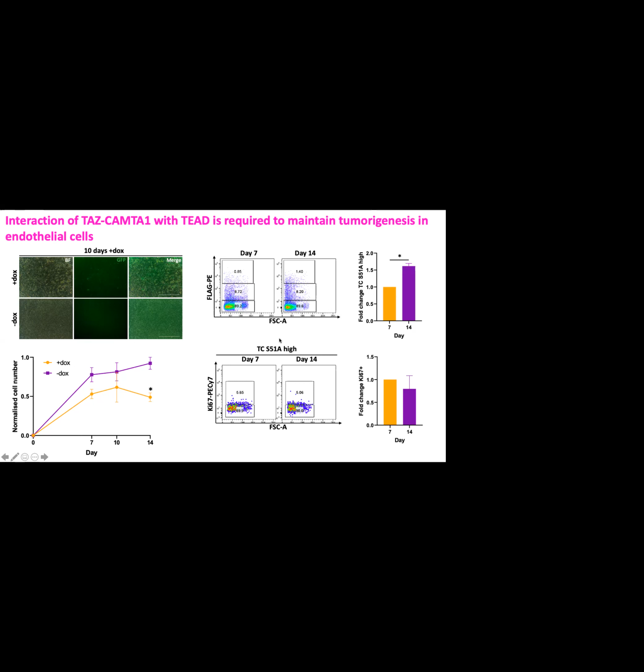And what we found, interestingly, was when you use the same timeline as the previous experiments that I showed you, with the TAS-CAMTA1 S51A expressing cultures, the number of cells actually starts to decline after around 10 days, and the whole time remains lower than the untreated controls. And this is also shown in the Ki67 staining. So this to us is showing that although the DNA damage might occur independently of the interaction with TEAD, this is definitely needed downstream of this, further on in the culture, to be able to maintain proliferation and overcome the growth arrest.